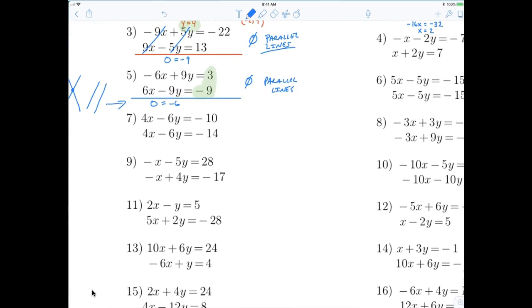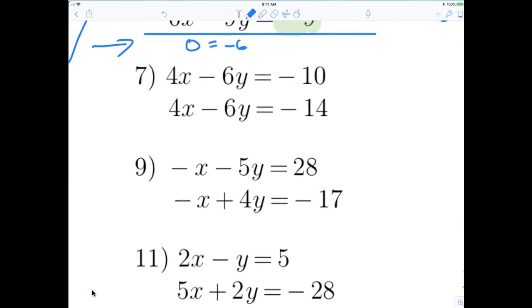I need to go back now. I'm on question number 7. On question number 7, we have an issue. The reason there's an issue is because you can't add them, because they don't cancel out. But in math, we can multiply an equation so it will cancel out.